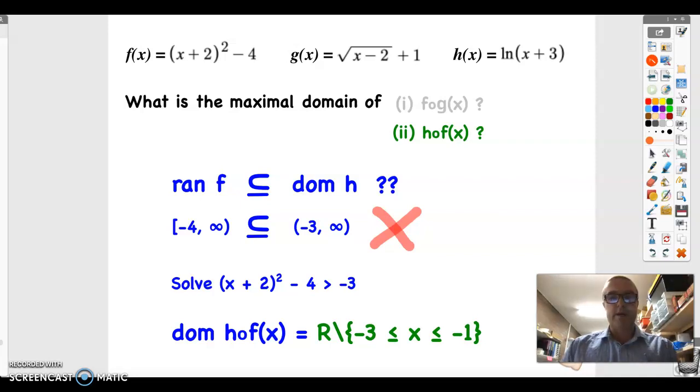So just to reiterate that process that we've just worked through, we had a look at the functions h of f, we considered their range and domain. We found out that the condition that the range was a subset of the domain of h was not satisfied. We needed to solve an inequation using the function for f so that the domain for the composite function would be restricted. We worked out what that restriction was, and hence we found the domain of the composite function.